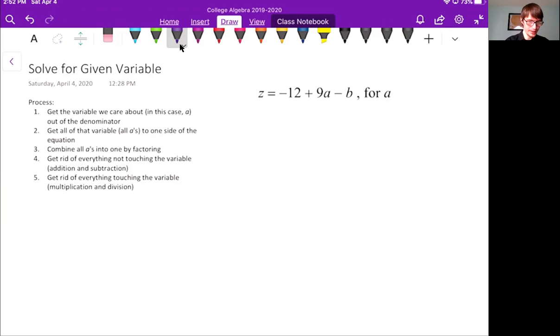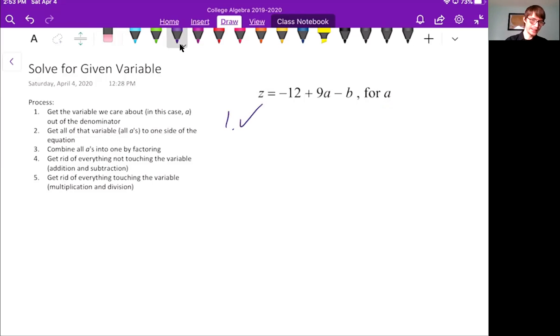The process is first to get the variable we care about, which in this case is a. We're trying to solve for a, in essence, out of the denominator. And really, when we're trying to solve for a, what it means is that we're trying to get a on one side of the equation. So as you get a on one side of the equation, the first step is to get it out of the denominator. And fortunately, there is no denominator. A denominator is part of a fraction, and there's no fractions here, so we can skip that step. So step 1 immediately is done.